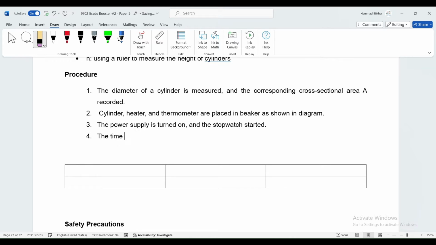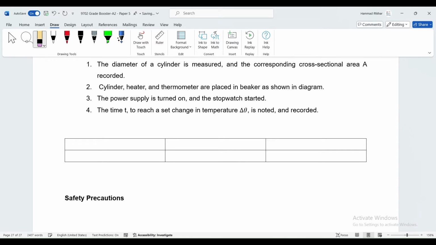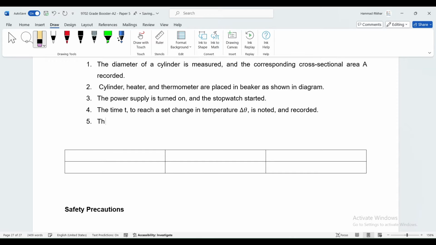Okay, now the time t to reach a set change in temperature, delta theta again. I don't want to write it again, so I'll just copy it. Is noted and recorded. This is repeated twice, and time results averaged.